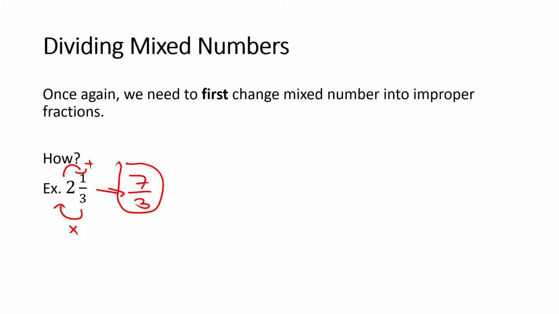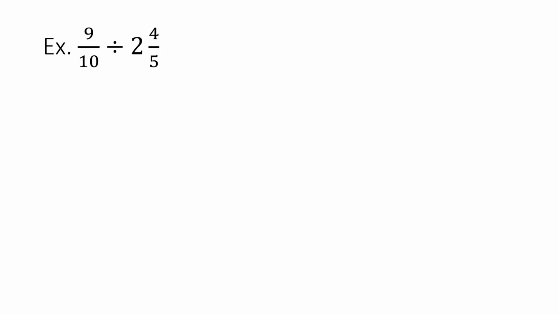That's how you change a mixed number into an improper fraction. Now, this is the last section, so let's try it together. 9 over 10 divided by 2 and 4/5.